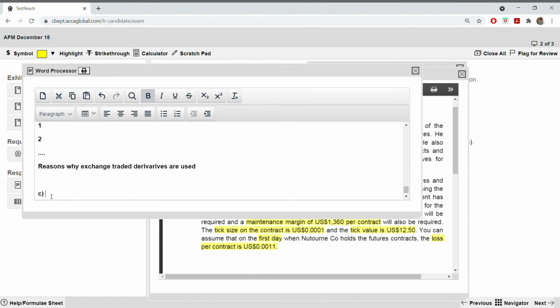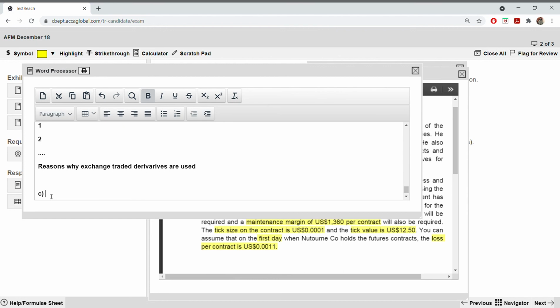I have given an example where the margin account falls below 500. 500 was your maintenance margin, it fell to 400, so you have to make a 100 margin call to make it 500. From 400 to 500, that 100 is known as variation margin. It's an extra payment you have to make of 100 to bring it back to 500.